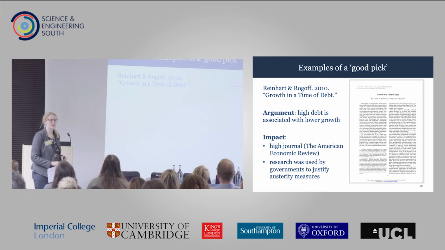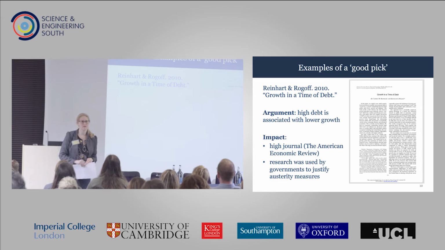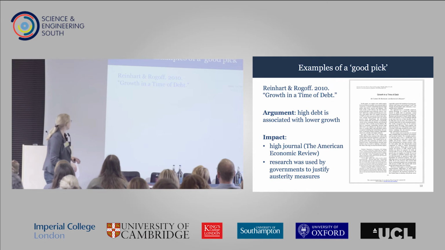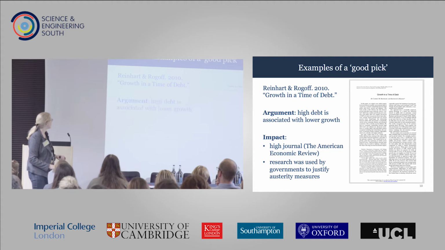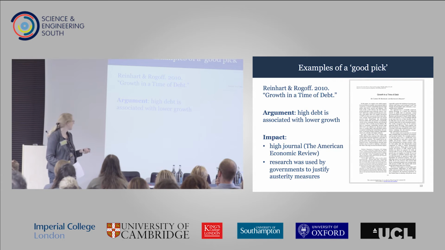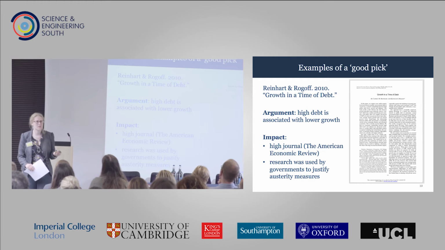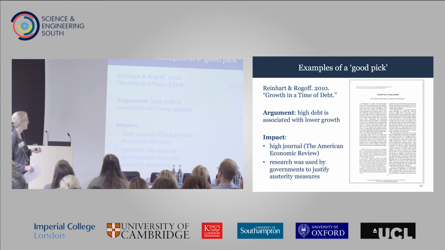Has anyone heard of the Reinhart-Rogoff scandal in economics? Okay, some people are nodding. So this paper, a really famous paper from 2010, argued that high debt is bad for growth. And that had a big impact on policymaking. First, it was in a very good journal, but it was also used by governments and policymakers to justify austerity measures.